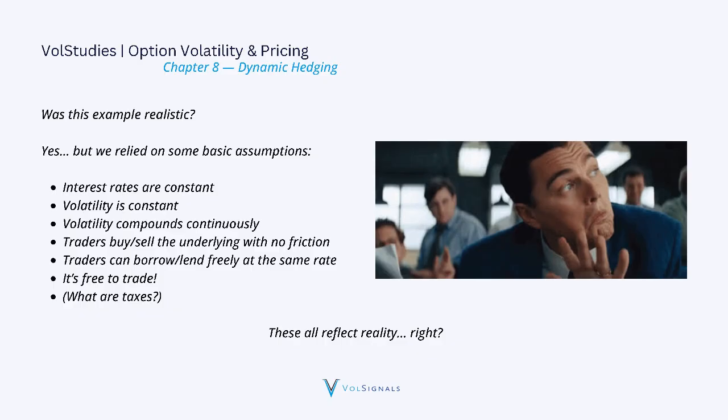We assume traders can buy or sell the underlying with no friction for their hedging. We also assume they can borrow or lend freely at the same rate. Furthermore, we assume that all of this is free of transaction cost. And last but not least, in this world, there are no taxes.